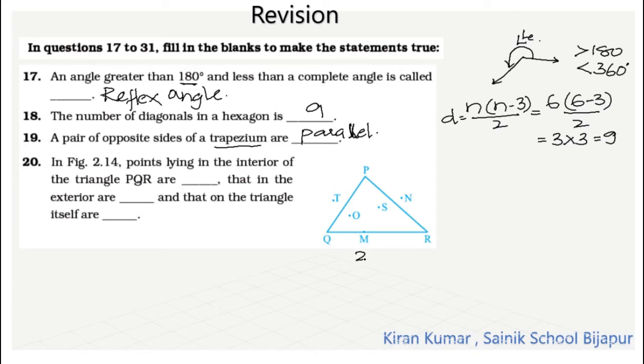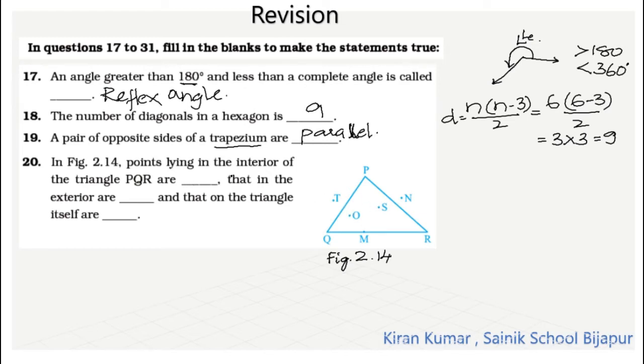Question 20. In figure 2.14, this is 2.14, points lying in the interior of the triangle PQR are dash, that in the exterior are dash, and that on the triangle itself are dash. Here observe very carefully.